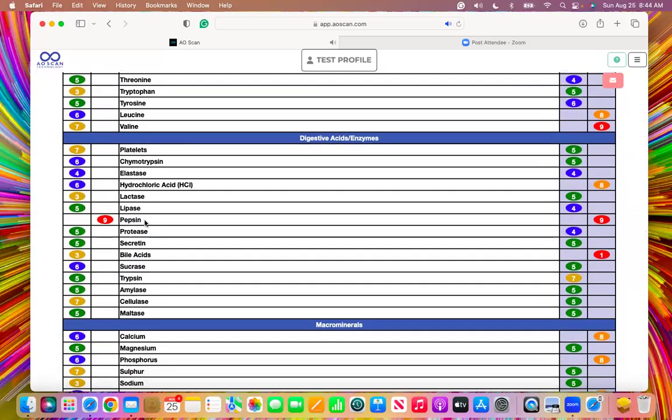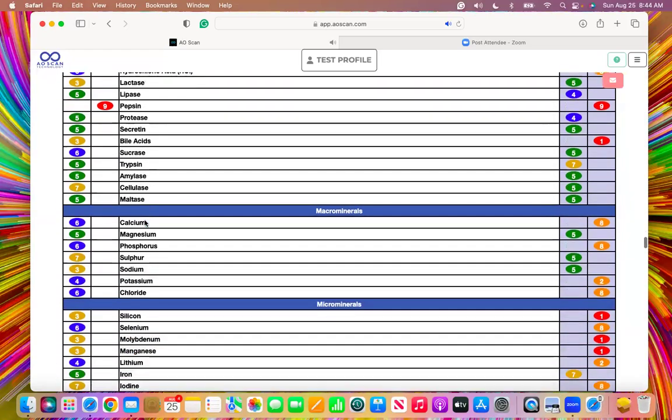Definitely need stomach acid and pepsin. You can see here from HCl and pepsin. And then calcium actually flagged, although it did optimize. So again, these are just some markers that we want to pay attention to if someone has issues with oxalates.